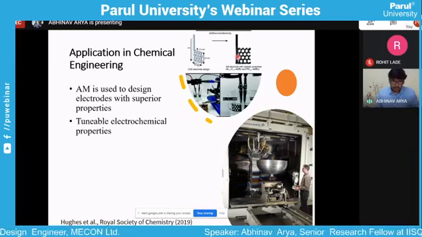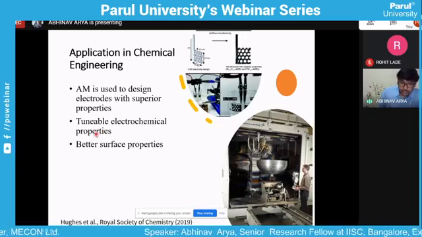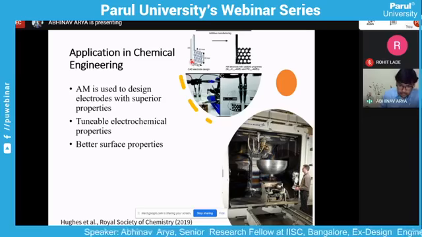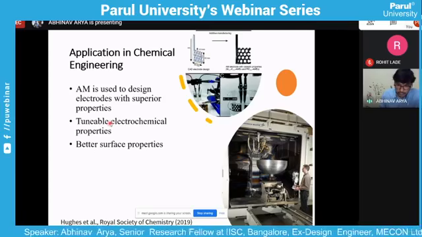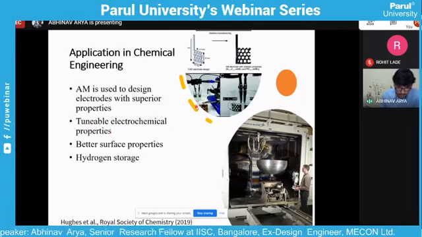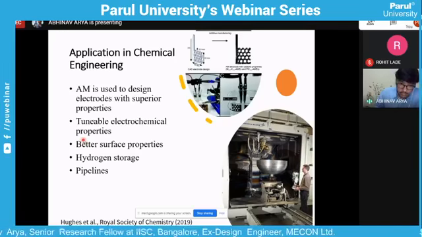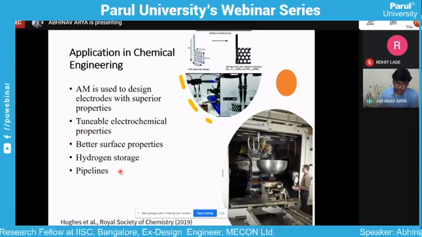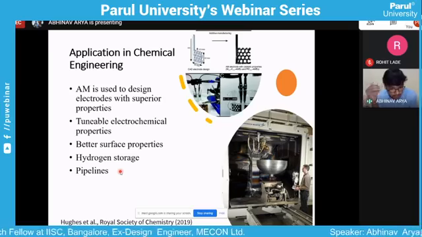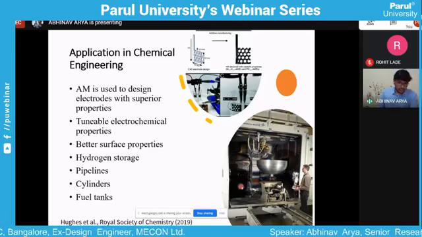So it provides so many use cases. Similarly, in an electrode the surface property also affects the electrochemical property, and that can also be taken care of by additive manufacturing. Similarly, it is used for making hydrogen storage. These are not readily used yet, but it has applications in producing pipelines and cylindrical vessels which are used for fuel storage, and all these fuel tanks.